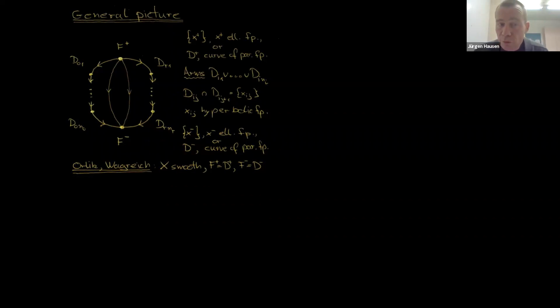In the intersection of 2 such arms, we find always a hyperbolic fixed point. The sink, again, is an elliptic fixed point, or it is a curve of parabolic fixed points.